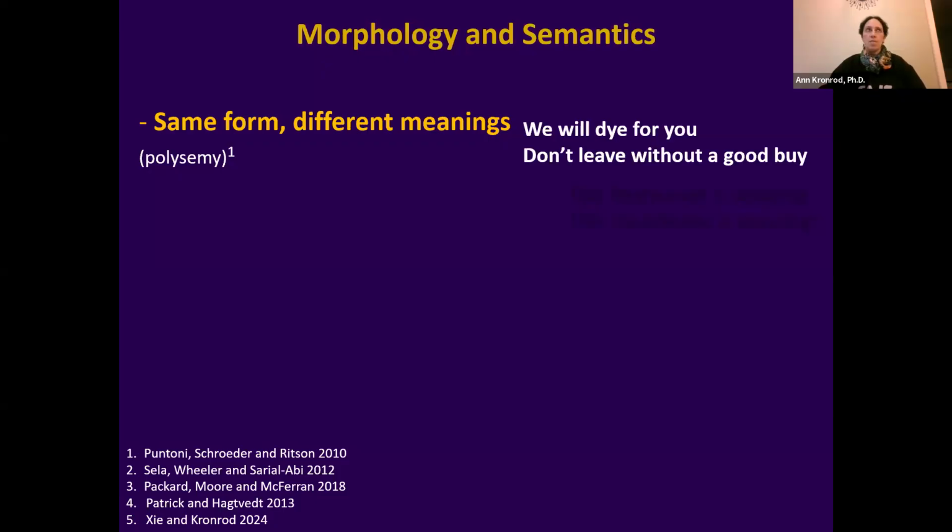So, for example, companies use the fact that some words can be written in different ways, but they sound exactly the same. So, for example, "We will die for you," which is a company that sells dye. "Don't leave without a goodbye." That's a sign in an airport that a company put, playing on the sound with "Don't leave without a goodbye," right?